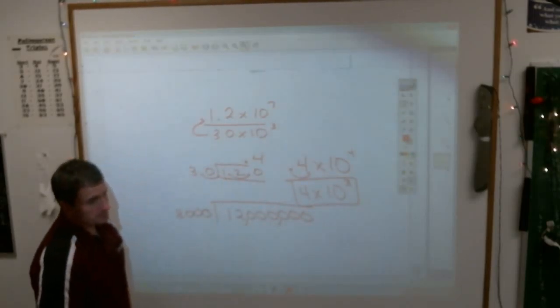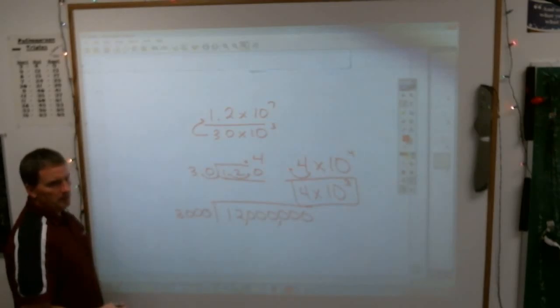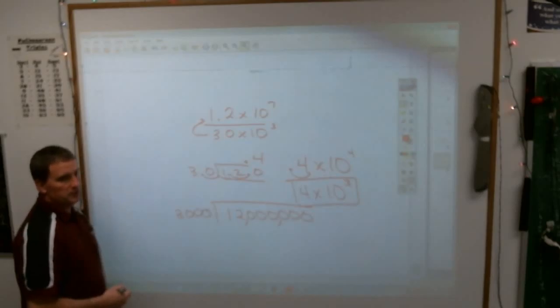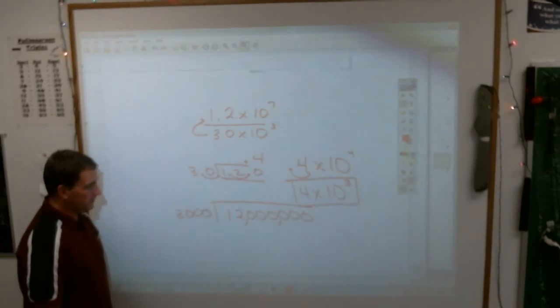Logan? Yeah, are we going to be asked to do that in standard notation? Yeah, sometimes it'll ask you to write your answer in standard notation. Yeah, they do that every now and then.